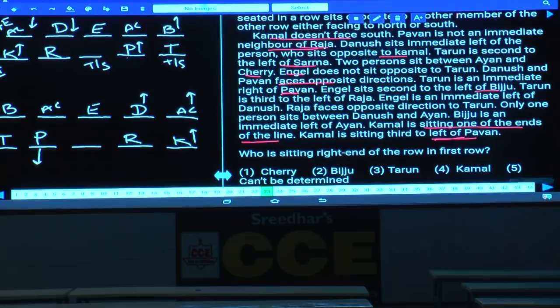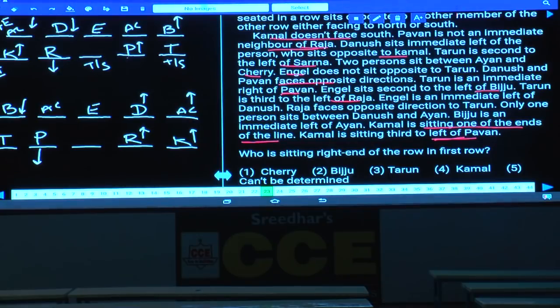In the first case, B must be facing north, and in the second case, B must be facing south, then only E is second to the left of B. And T is second to the left of Raja. As T is seated second to the left of Raja, T is here, Raja is here, and Raja must be facing south, and T is second to the left of Raja. And in the second case, Raja is facing north, and T is seated second to the left of Raja.